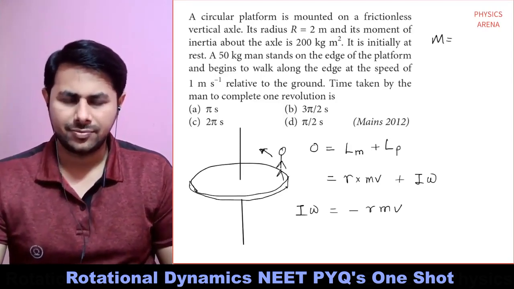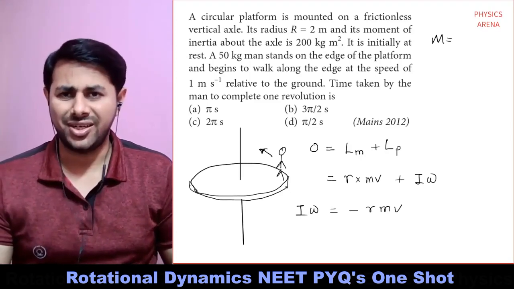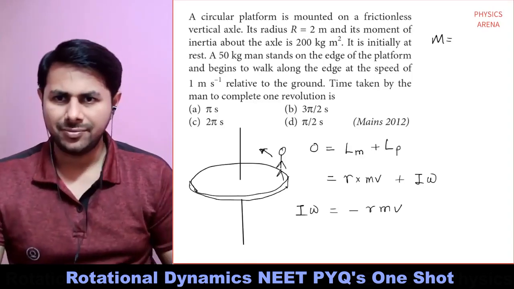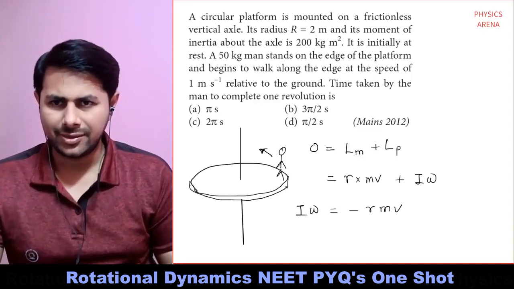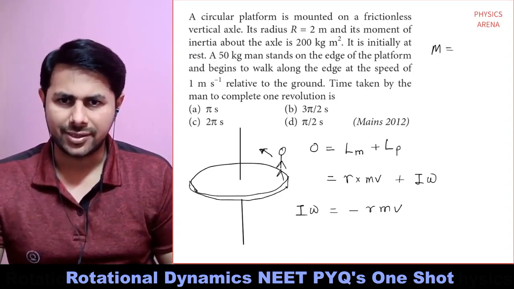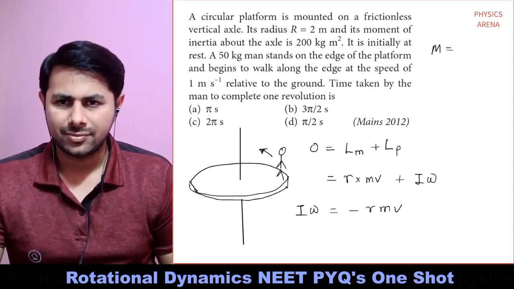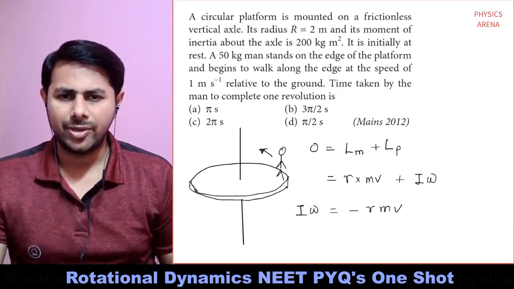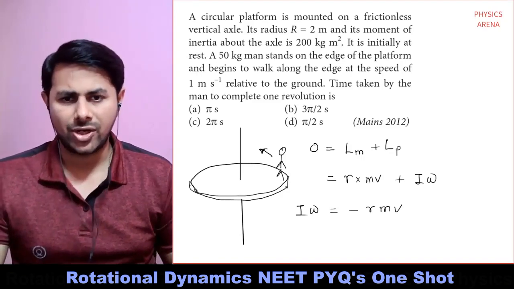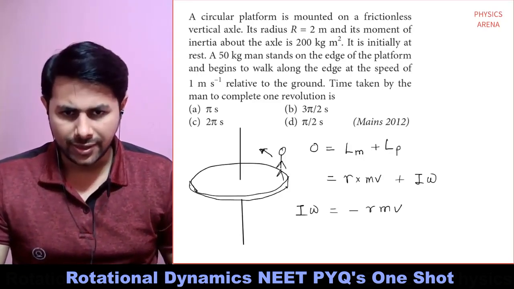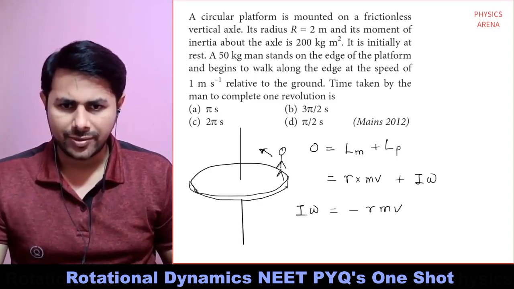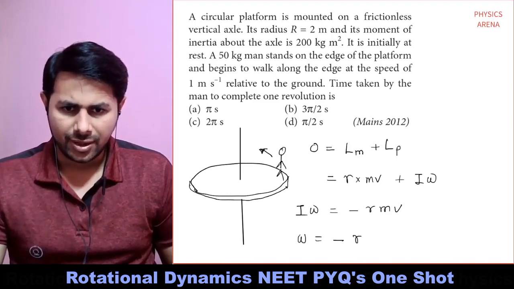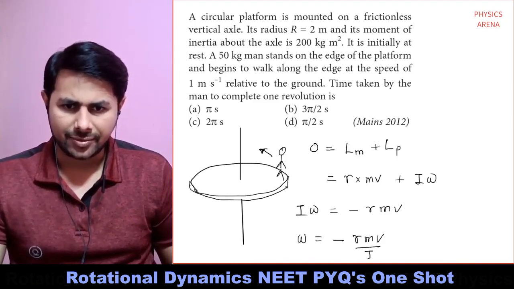It's 200 kg. Okay, sorry, not ring. I'm sorry. So this m is mass of disk. It is 200 kg. Or the moment of inertia is given. Sorry, moment of inertia of the disk is directly given, right? So now we can find out omega. So omega will be equal to minus of rmv divided by I.